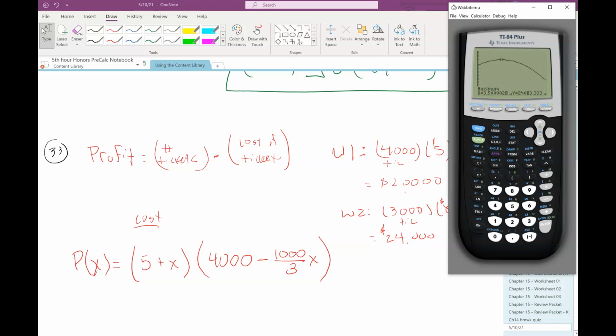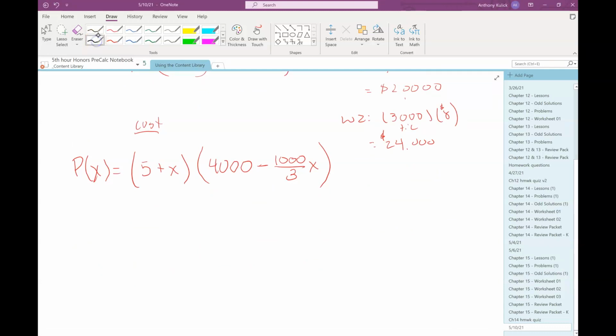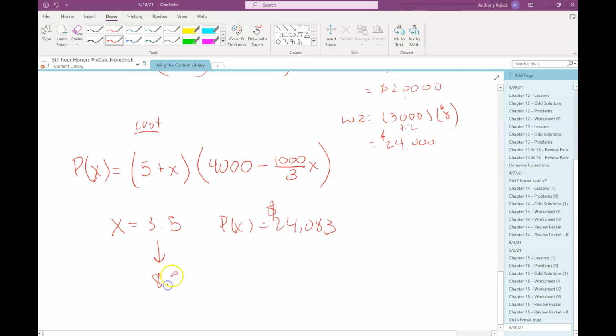And that'll give us $24,083. So this is 3.5 for x means $8.50 per ticket. And then the 24,083 would be the profit. We managed to squeeze an extra 83 bucks by charging 50 more cents, but you know, it's $83 we didn't have before.